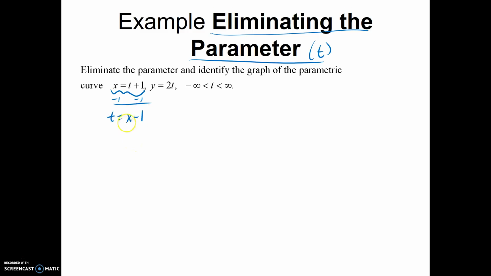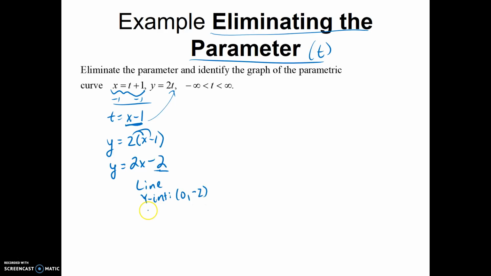Now that we have a value of t, we can use that and replace the t in the second equation with the x minus 1. And what this does for us is it turns us back into an equation that we're used to dealing with. So you can see where if I distribute, I get y equals 2x minus 2. And hopefully we can look at that and say, okay, this is going to be a line with y-intercept, this last part, (0, -2), and finally with a slope of 2.